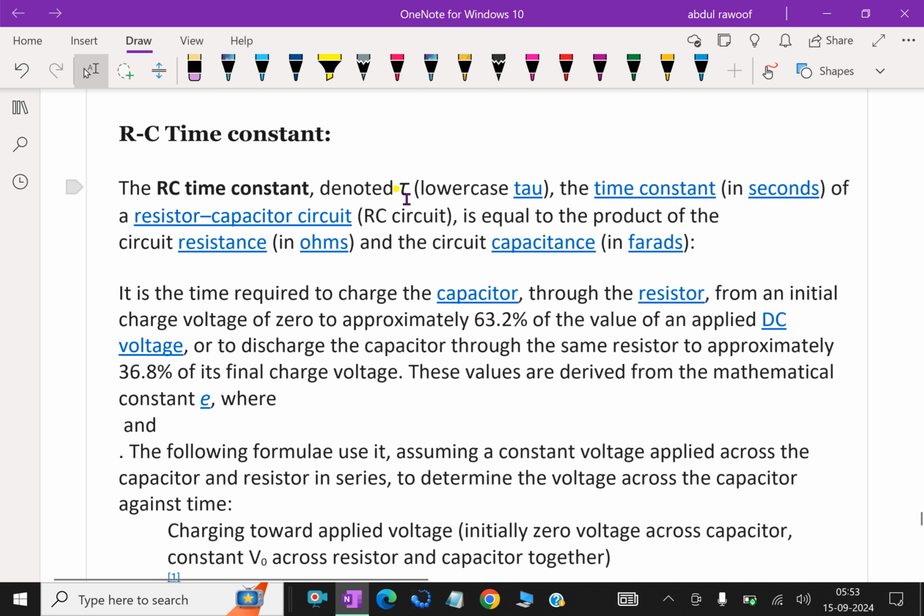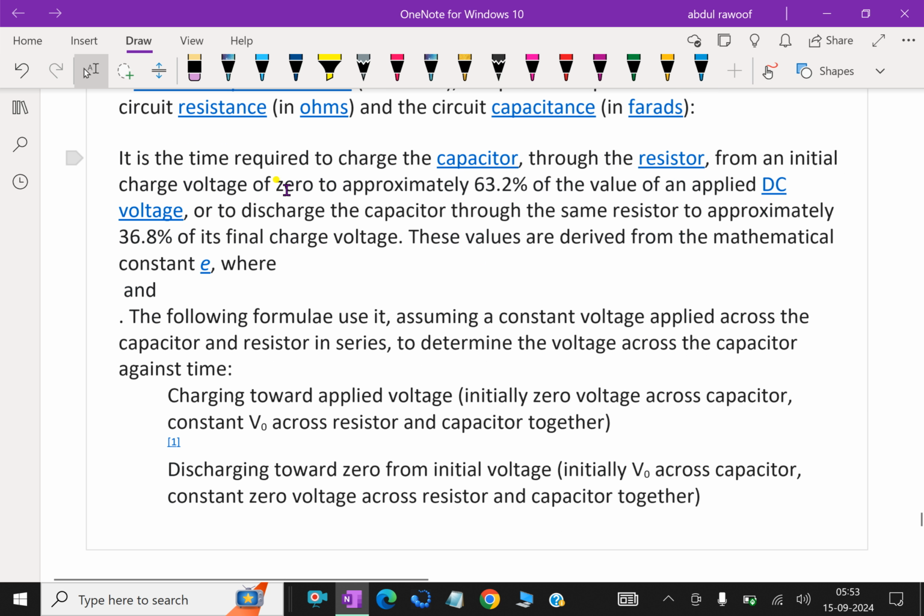RC time constant is denoted tau. The time constant in seconds of a resistor-capacitor circuit, that is an RC circuit, is equal to the product of the circuit resistance in ohms and the circuit capacitance in farads. It is the time required to charge the capacitor through the resistor from an initial charge voltage of 0 to approximately 63.2% of the value of the applied DC voltage. That means it rises approximately 63.2% of the value of an applied DC voltage.